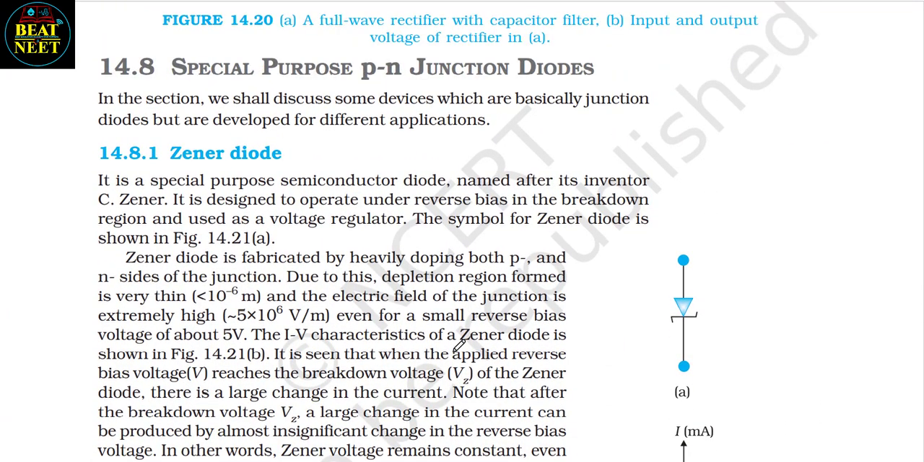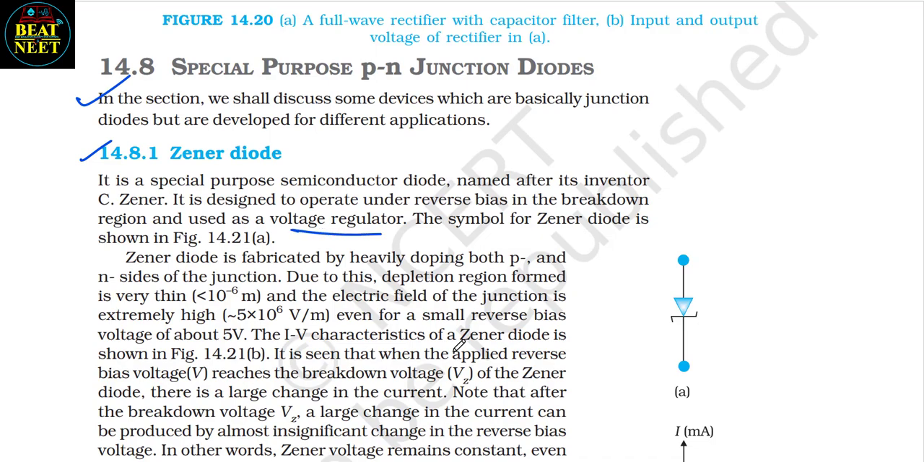14.8 Special Purpose PN Junction Diodes. In this section, we shall discuss some devices which are basically junction diodes but are developed for different applications. Number 1. Zener diode. It is a special purpose semiconductor diode named after its inventor C. Zener. It is designed to operate under reverse bias in the breakdown region and used as a voltage regulator.